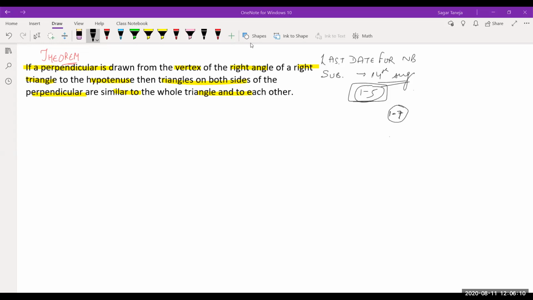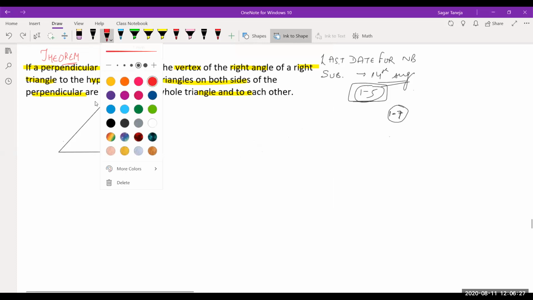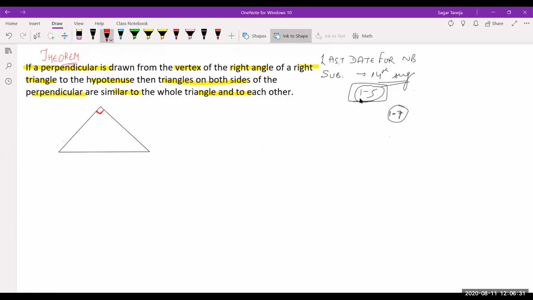If a perpendicular is drawn from the vertex of a right triangle, let me make a right triangle first of all. So I've made here a right triangle. Yes, Daljit ma'am, it is chapter number 6, the same going on, and today we are doing exercise 6.5. Before starting with exercise 6.5, we are doing these theorems. Let me say there is a triangle ABC. I am explaining this theorem to you. There is no need for proving this theorem. You should only know this theorem. It will help us to solve many questions.